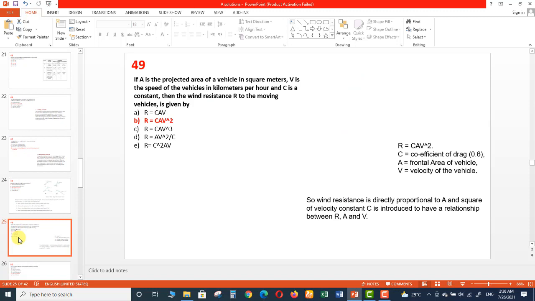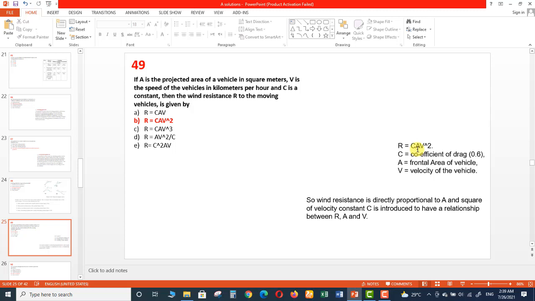Next question is 49. If A is the projected area of a vehicle in square meters, V is the speed of the vehicle in kilometer per hour, and C is the constant, then the wind resistance R to the moving vehicle is given by, we have different options: C multiplied by A multiplied by V, or C multiplied by A multiplied by the square of V, or C multiplied by A multiplied by the cube of V, or A multiplied by V square divided by C, or the last option is C square multiplied by A multiplied by V.